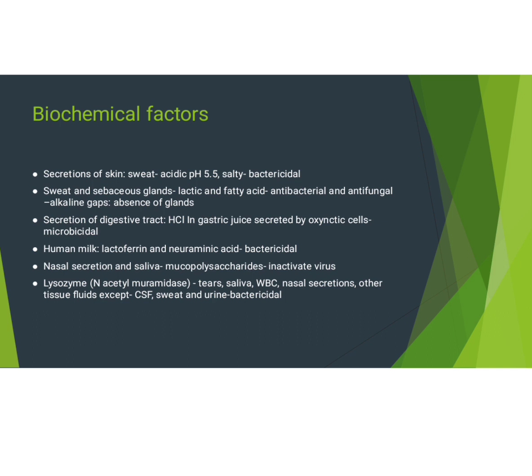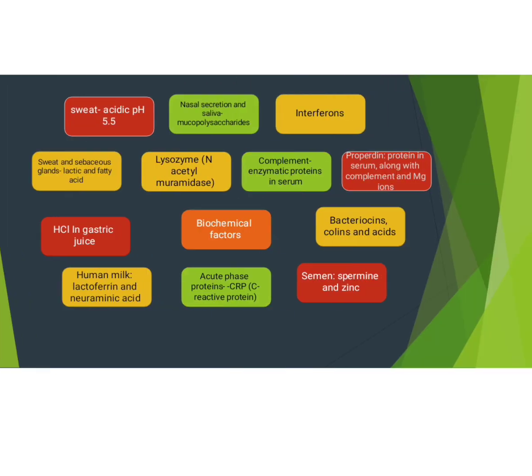So it gives you an overall view of the biochemical factors which we have discussed, like the sweat, the mucus, which contains acidic pH, mucopolysaccharides, interferons, lysozymes, lactic acid and fatty acid, HCl in gastric juice, lactoferrin, uramic acid in human milk, CRP, that is C-reactive protein, wherever there is an infection. Then in the semen we have spermine and zinc.